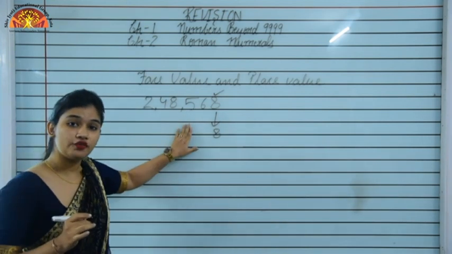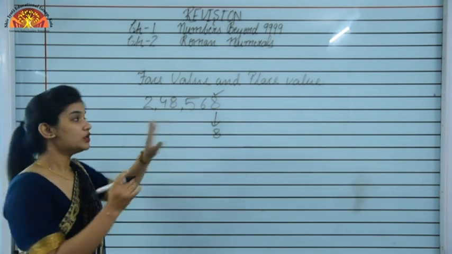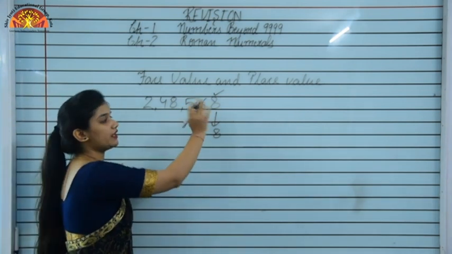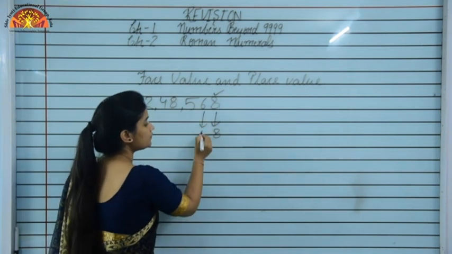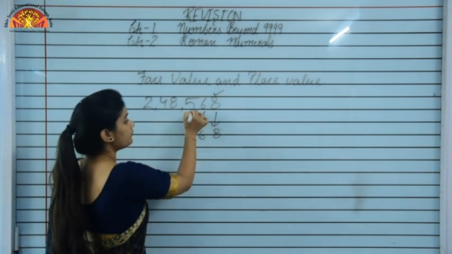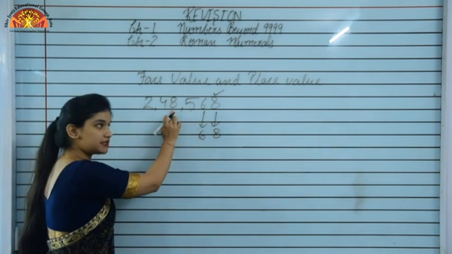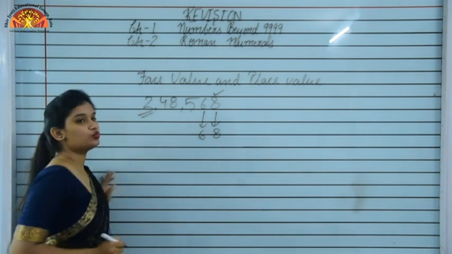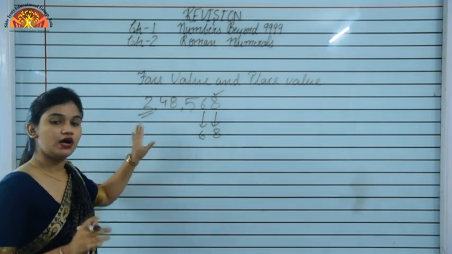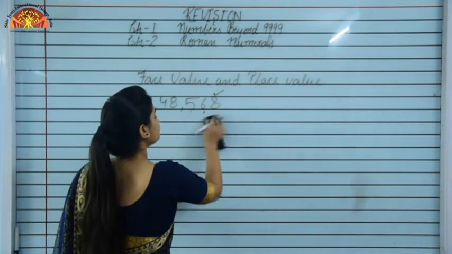What is the face value of a digit? The face value of a digit is the digit itself. Whatever the digit is, that is its face value. It means the face value of 8 is 8. The face value of 6 is 6. The face value of 5 is 5 itself. The face value of 8 is 8 and the face value of 4 is 4 and the face value of 2 is 2, the number itself. Understood, students? But how can we find the place values?